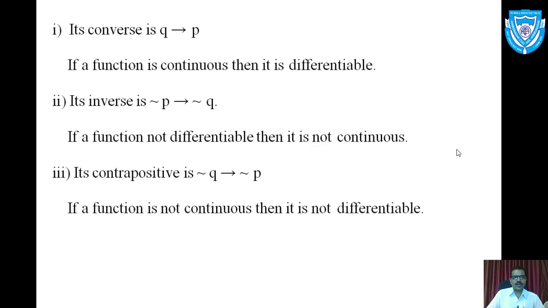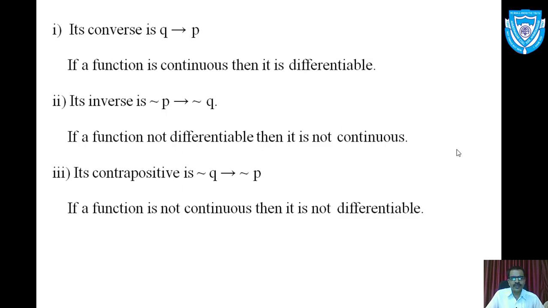Now the converse of P implies Q is Q implies P according to our definition. Now Q implies P can be converted into theoretical form: if a function is continuous, then it is differentiable. Hence we can obtain the converse of the given implicational statement. Now we obtain the inverse. Inverse in the symbolic form, we know already, is negation of P implies negation of Q. Now convert it into theoretical form.